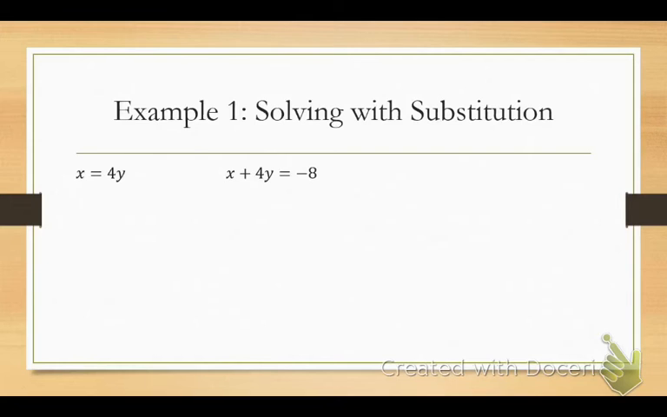All right, X equals 4Y, and then X plus 4Y equals negative 8. So what do you guys notice about this problem? Does one of the equations have X or Y solved for by itself?